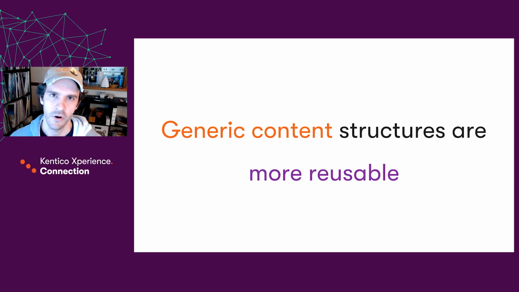Generic content structures are more reusable. If we were to have a call to action content structure, we're going to be able to use this in more places on a site compared to maybe an About Us page. The About Us page, we're probably only going to use in one place, and that's on the About Us page. That content structure is specifically designed for that part of the site. Whereas a call to action, we'll probably use that on just about every page on the site because every page is going to want a call to action.